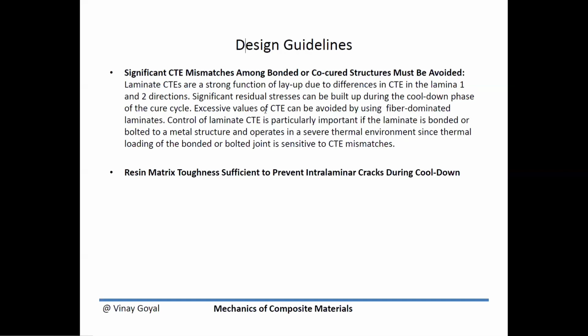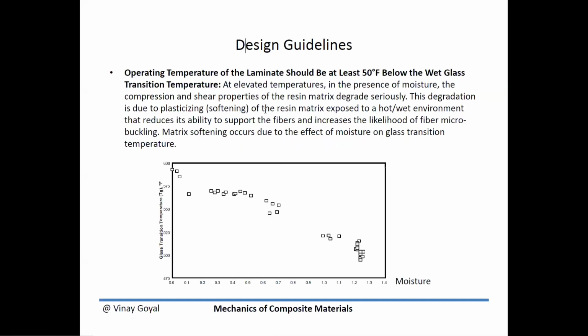It's also very important to understand that resin matrix toughness can be sufficient to prevent intralaminar cracks during cool down. So getting a good resin matrix system can go a long way in your design. I also want to talk about how having plus minus 45 plies in contact with each other is a good idea. It minimizes the interlaminar shear value. It's not what I'm covering here, but I'm just throwing in another good design practice.